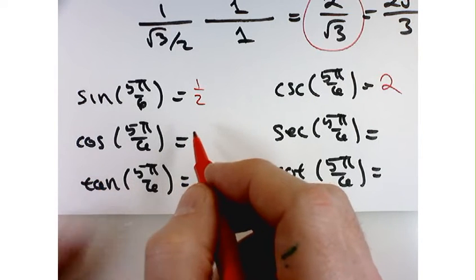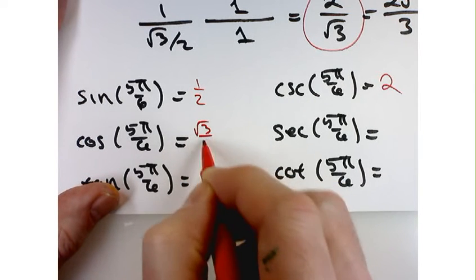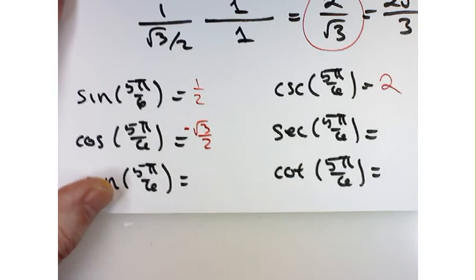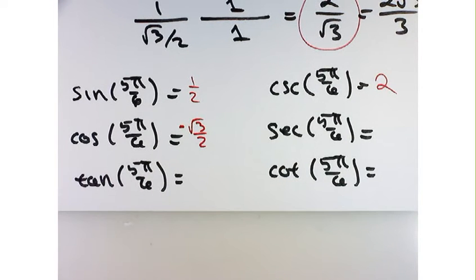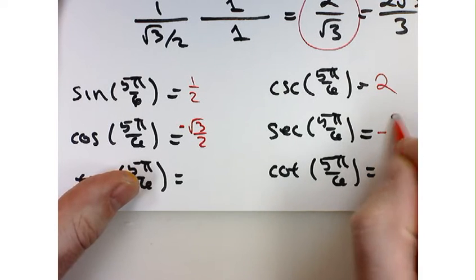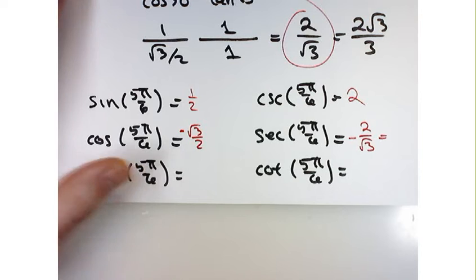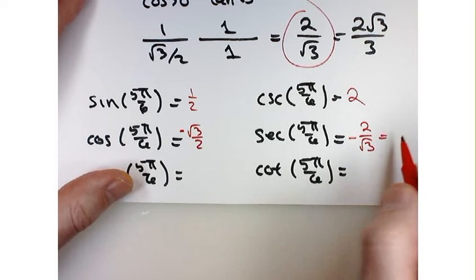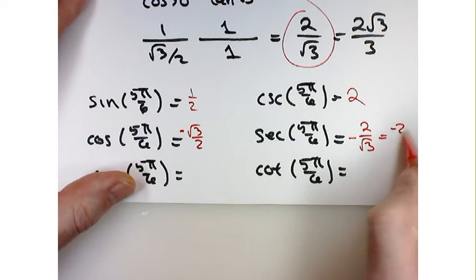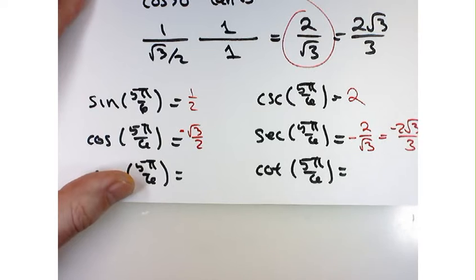The cosine is going to be your x-coordinate, which is going to be square root of 3 over 2. Actually, it's going to be negative square root of 3 over 2 because we're in the second quadrant. When you take its reciprocal, it's still going to be negative. The negative doesn't vanish because you're taking the reciprocal. So negative 2 square root of 3 over 3.